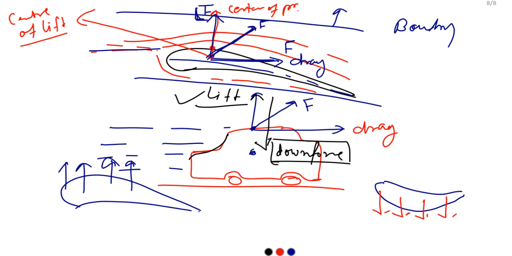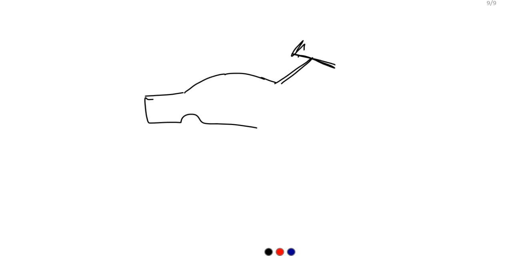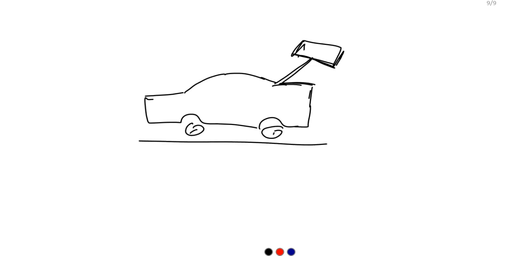So in F1 we are using spoilers. Where are we using them? Just a minute. Take another one. Suppose this one is a car. I am considering a normal car here, not F1. I have taken the bigger one so that you can understand. So this one is a spoiler here.